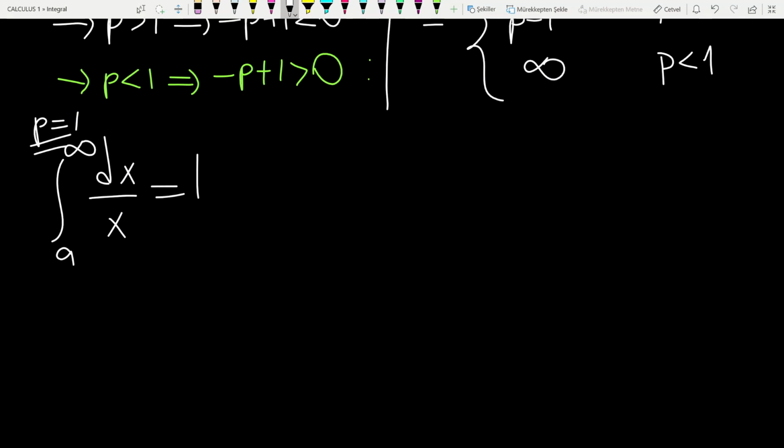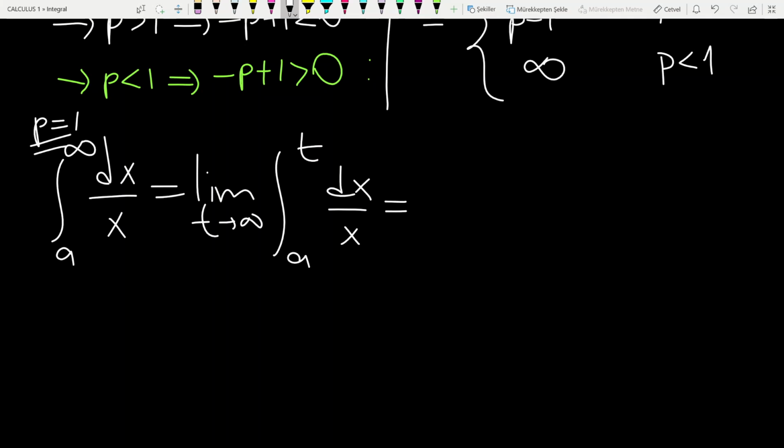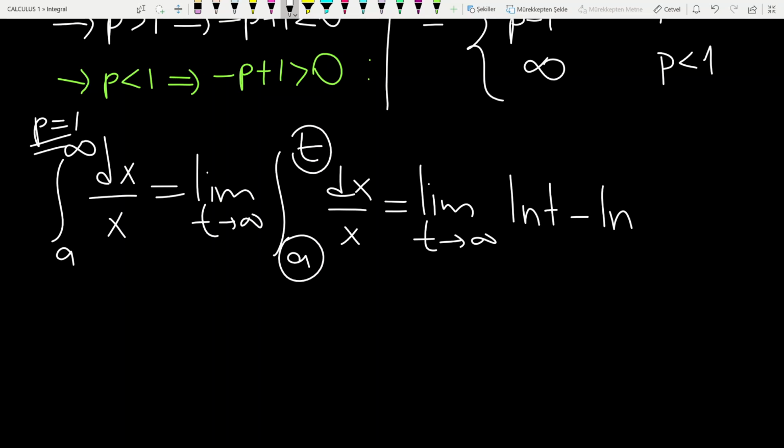Okay. So you can assign a variable instead of the infinity. Let's say this is t. So you have this limit expression, dx over x. And we know that the antiderivative of this is ln x. T tends to infinity. Let's use the boundaries of integration. We have ln t minus ln a.